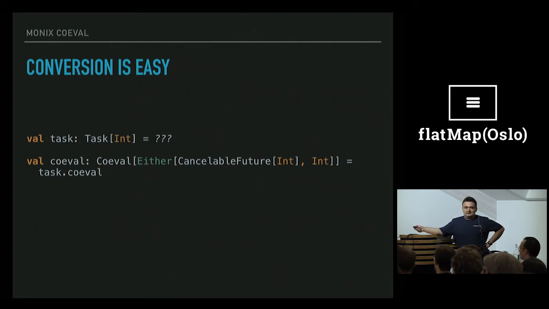Tasks are by nature asynchronous, but some Task instances can be evaluated immediately. So why not have the means to discover if it can be evaluated or not right now? So we can turn it into a coeval, which is going to generate an Either of Future or already evaluated value.